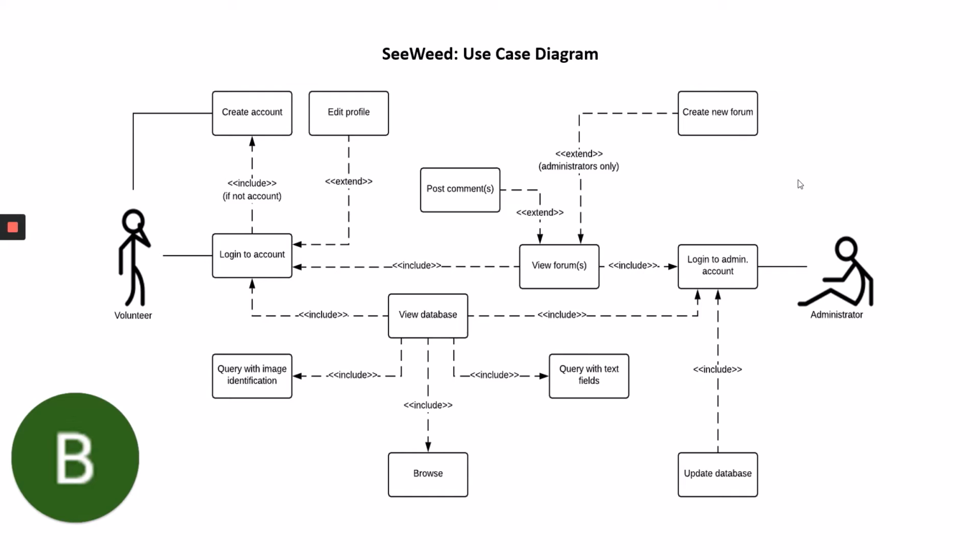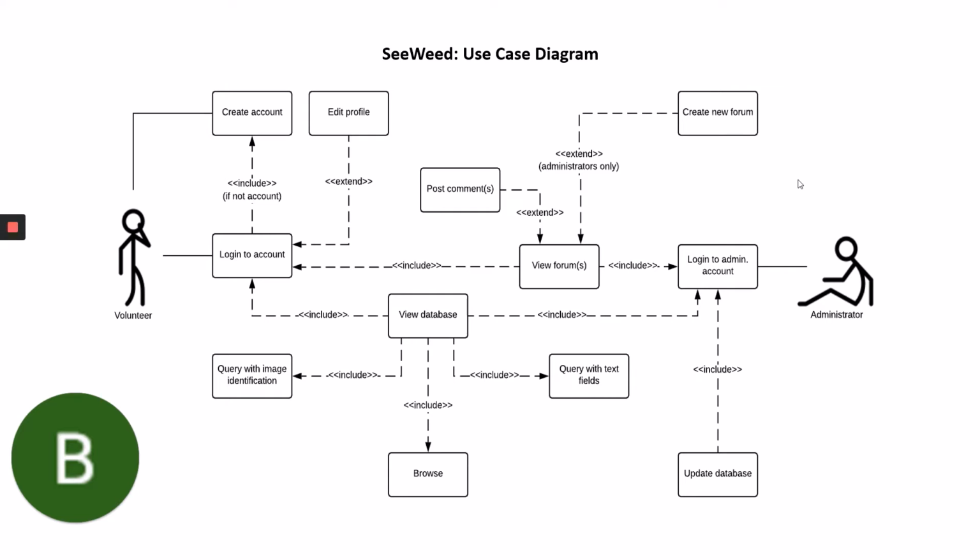An administrator firstly logs into their account and then updates the database by adding the name of the weed, an image of the weed, and a short description of how it can be managed. There is also the option for retraining the object identification model by adding multiple images of the weed's leaves.